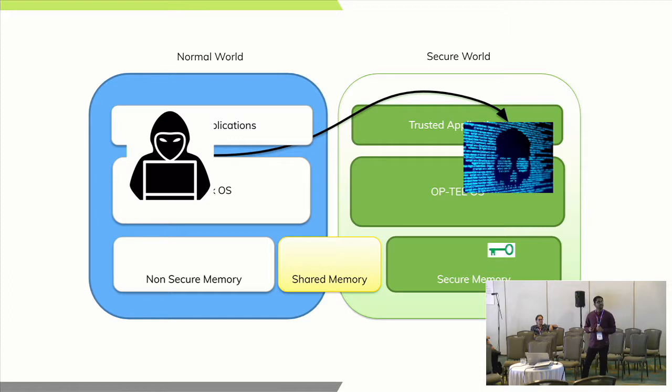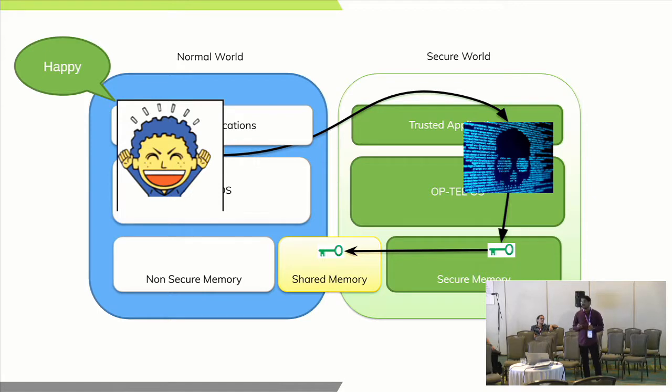Which basically copies the key that is in the secure memory to your shared memory. Since shared memory is accessible to the normal world also, a hacker can access that key, and basically this hacker will be happy because he gets access to your data. So let's see how we can make this hacker unhappy.